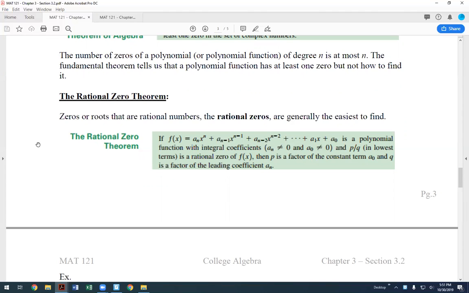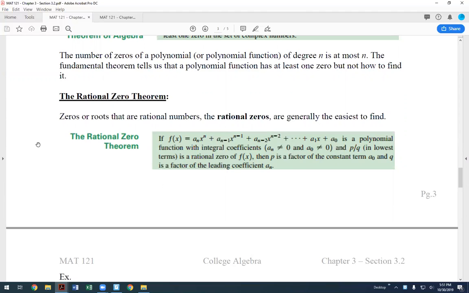But once we get into higher degree polynomials, it's not quite that straightforward anymore. A lot of the methods we will be looking at will help us narrow down the possibilities of what numbers can be our zeros for the polynomial, but they're not going to give us the exact answer like the quadratic formula does. The rational zero theorem helps us list all the possible options that I can have for my zero of my polynomial.